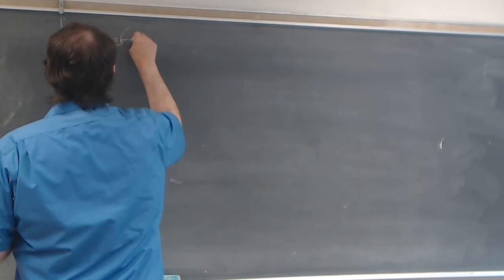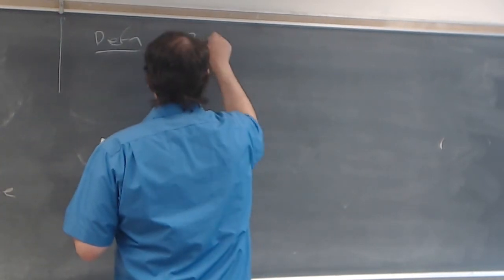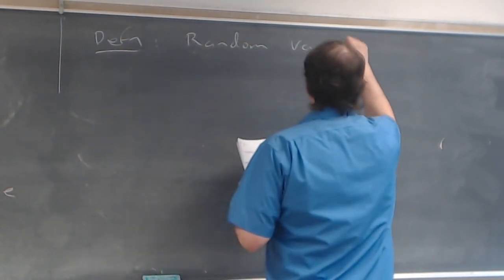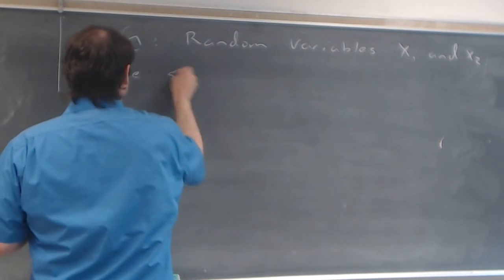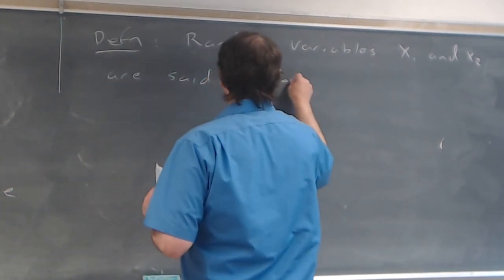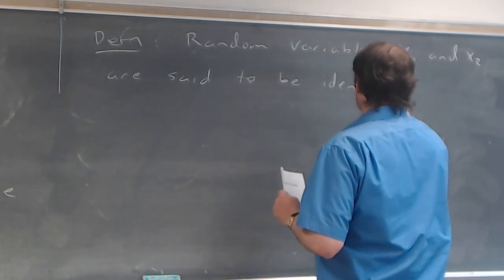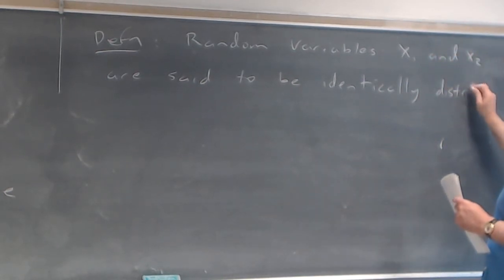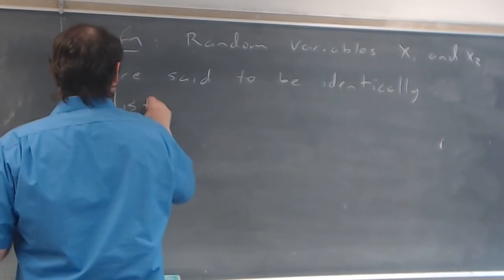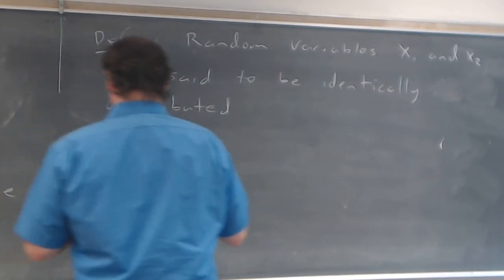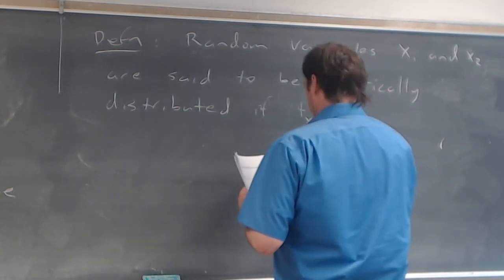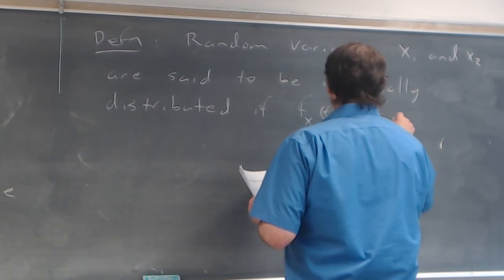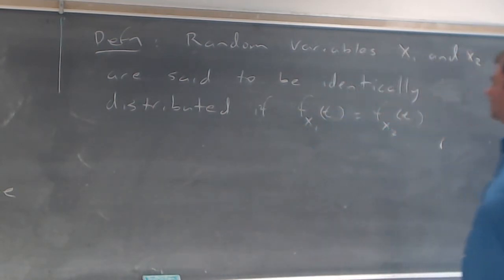So here's a definition. It says random variables X of 1 and X of 2 are said to be identically distributed if their distributions are equal, F sub X of 1 of t equals F sub X of 2 of t. Their PMFs are equal, or PDFs are equal, depending on what kind of random variables they are.